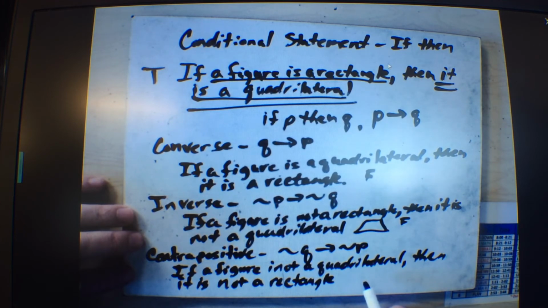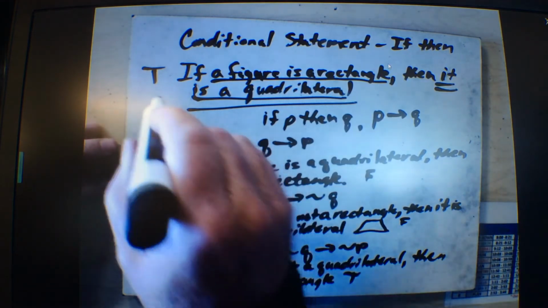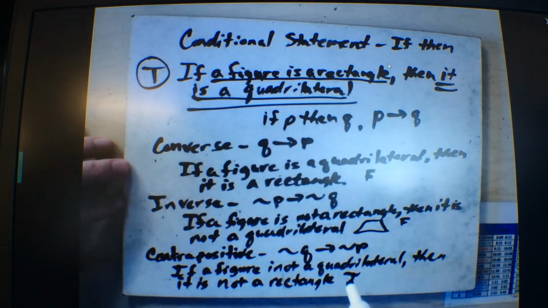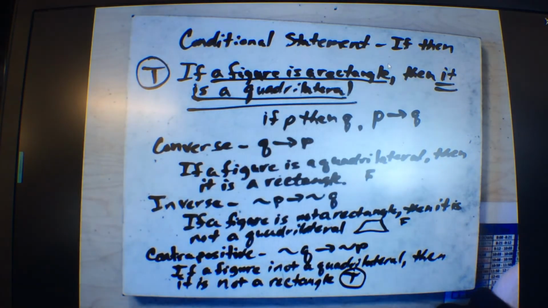True or false? True. Isn't that weird? The original was true and the contrapositive was true. They will always have the same truth value. So they'll either both be false or they'll both be true. Do you understand what I'm saying?